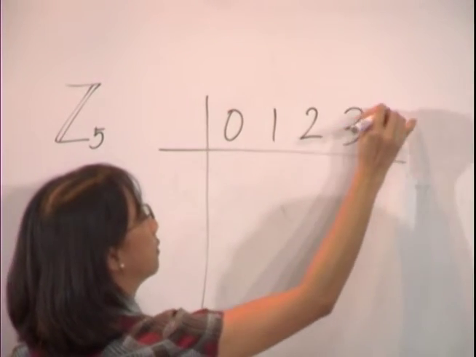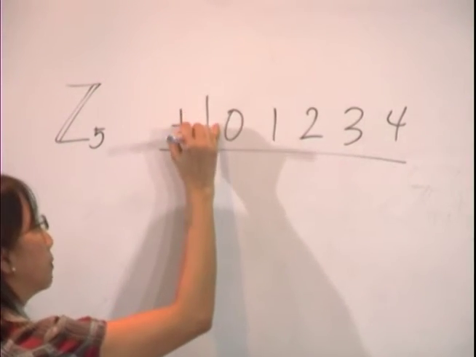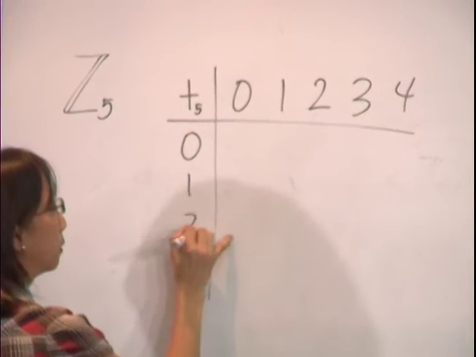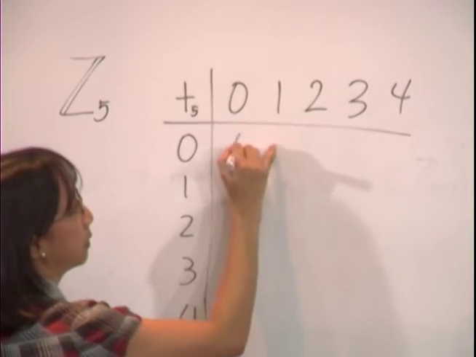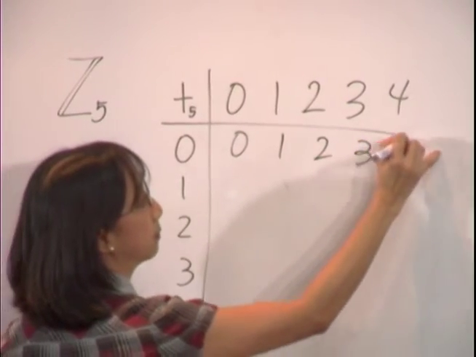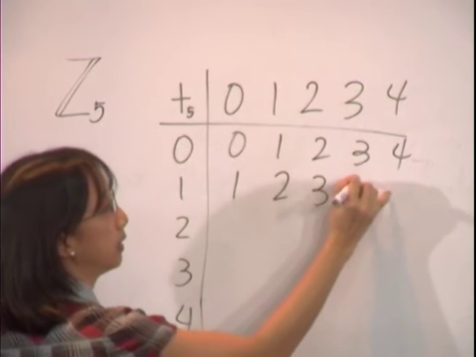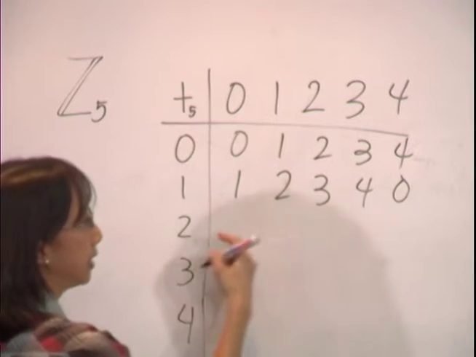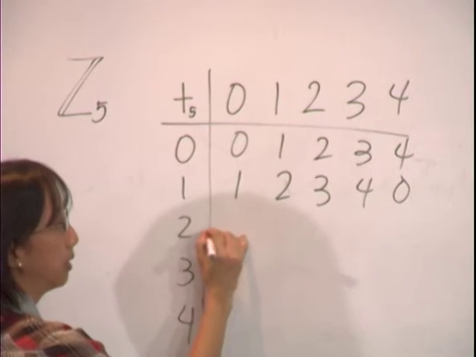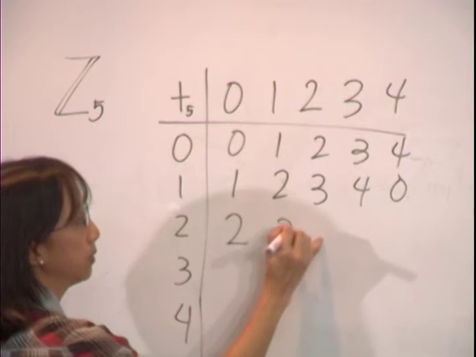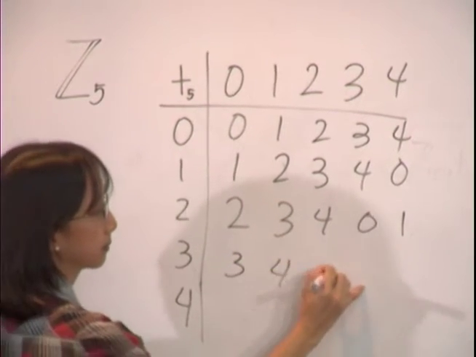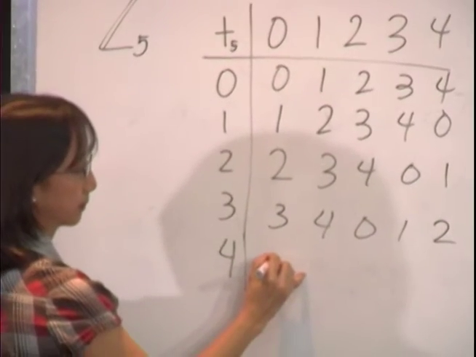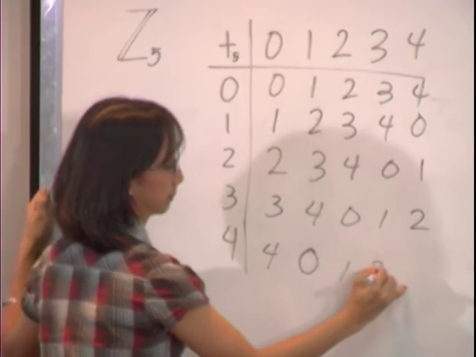0, 1, 2, 3, 4. So this is addition modulo 5. 0, 1, 2, 3, and 4. Alright. So 0 added to this will give you the same set of numbers. If you add 1, you start with 1. You'll get 2, 3, 4. What's next? Do you see a pattern on how to construct the table? Yes, you start here with 2, 3, 4, 0, 1. Here? 4, 0, 1, 2, 3.